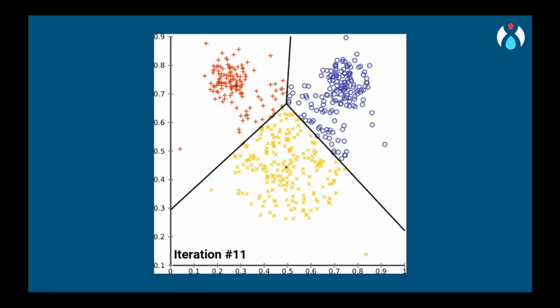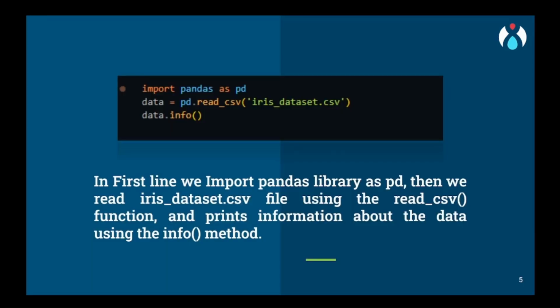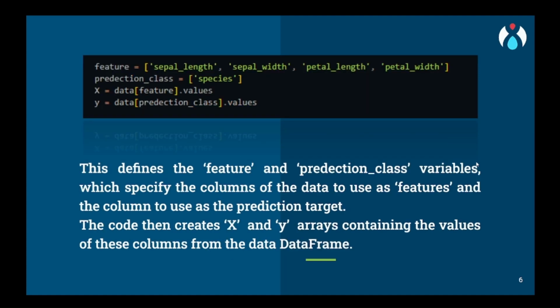Okay, so now let's get to the practical part. First we will start by importing the pandas library, and we will read the dataset using the read_csv function, and we will get all the data information using the info function. Then we will assign all the columns that we have to take from the user and store them in the features variable, and the predicting column will be stored in the prediction class variable.